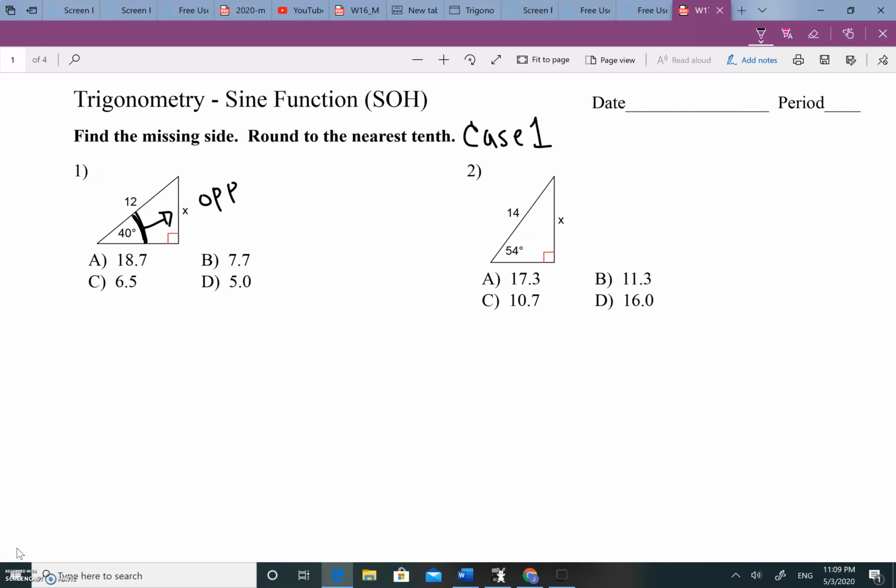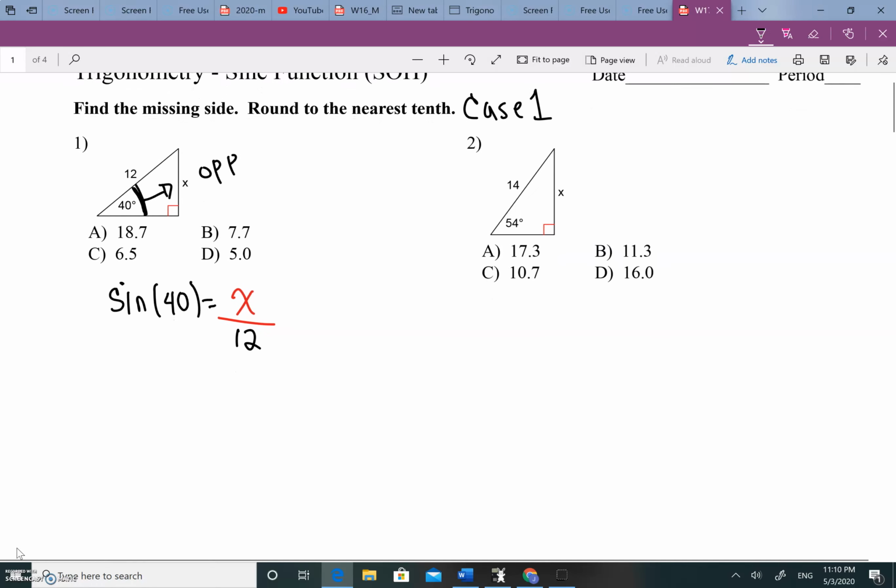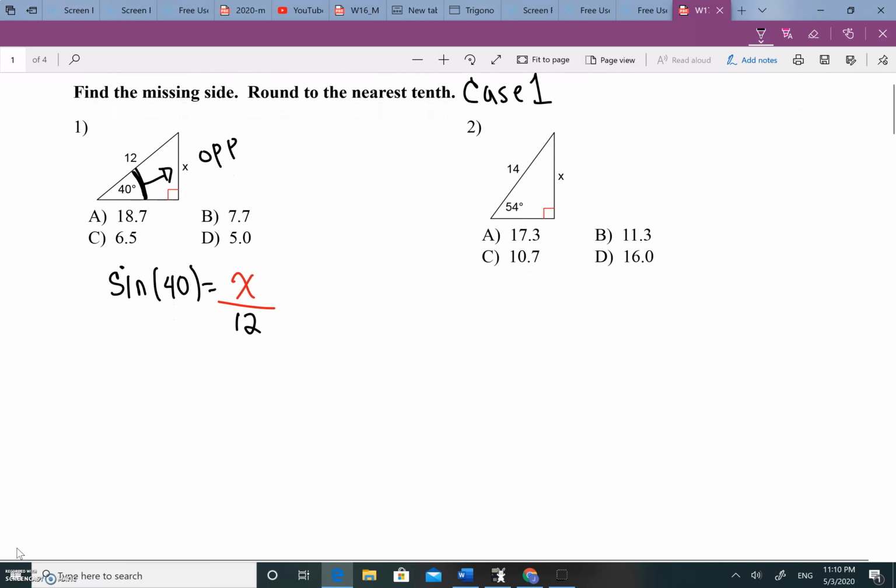Because remember, for sine, we have SOH, which means opposite over hypotenuse, right? So in this case, if we set this up, this is going to be sine of 40 is equal to x. Let me put x in red because I really want to emphasize this. X is on top, and then on the bottom, you have 12. So again, for problems 1 through 4, you're going to have this case where x is going to be on top.